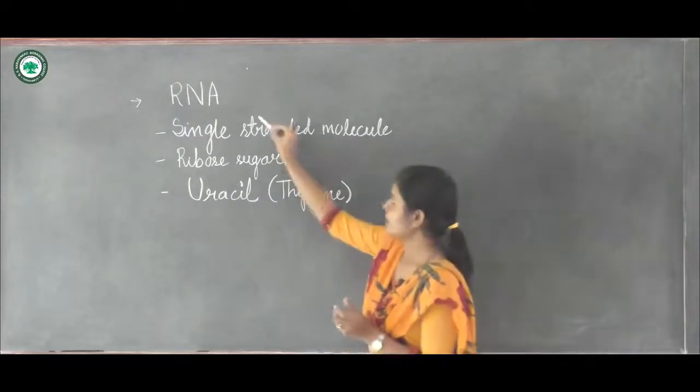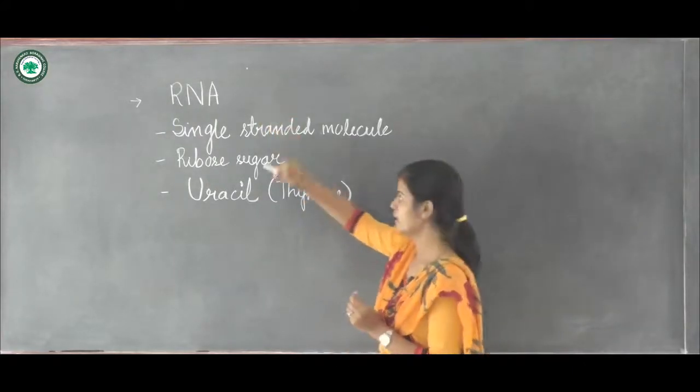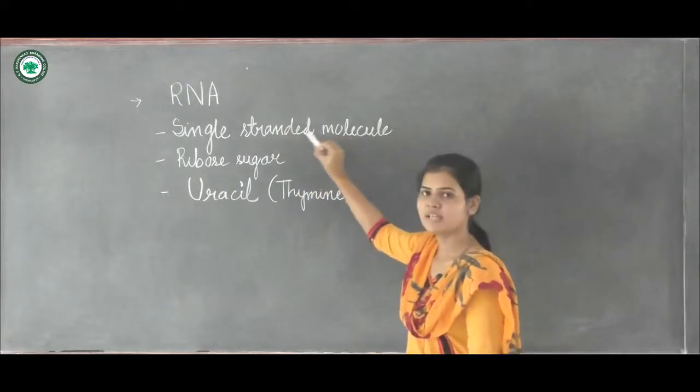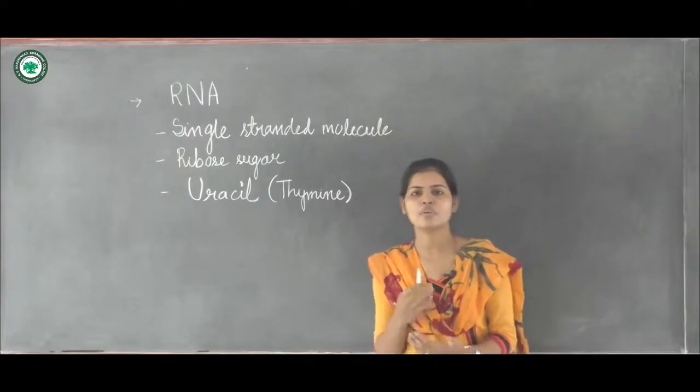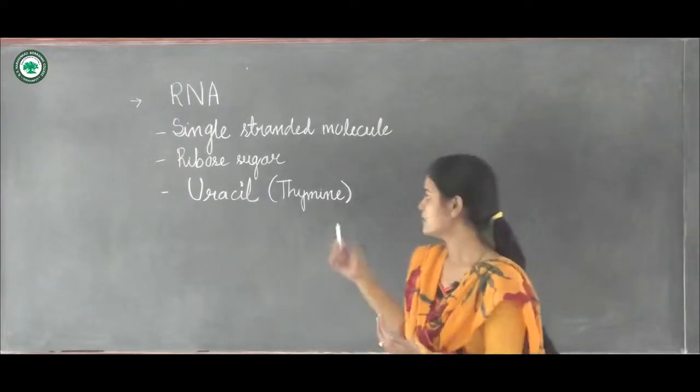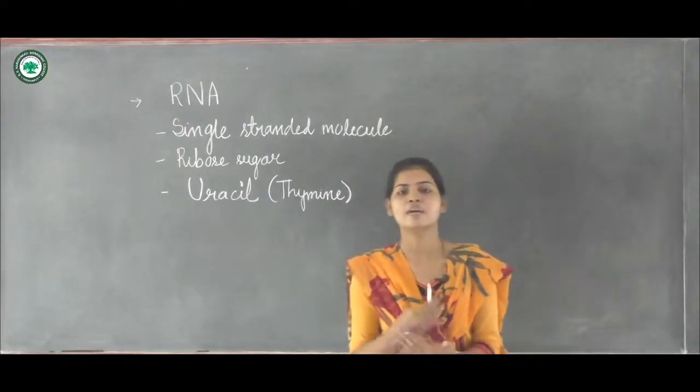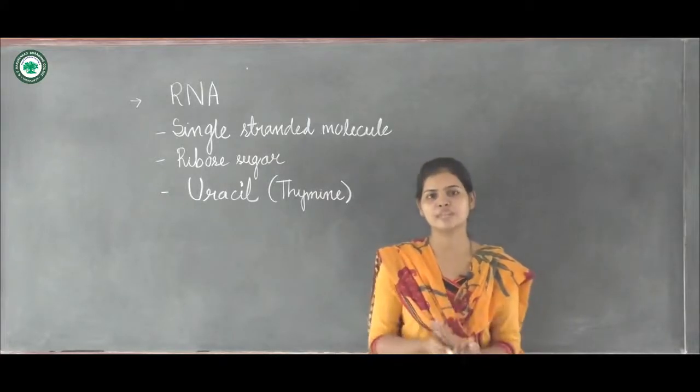So how is RNA different from DNA? It is a single-stranded molecule, it has ribose sugar, and third, it has the uracil base instead of thymine.